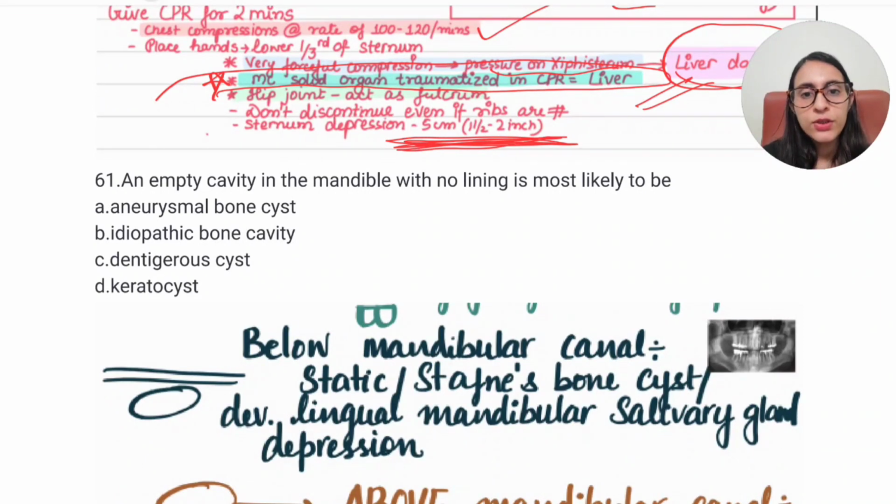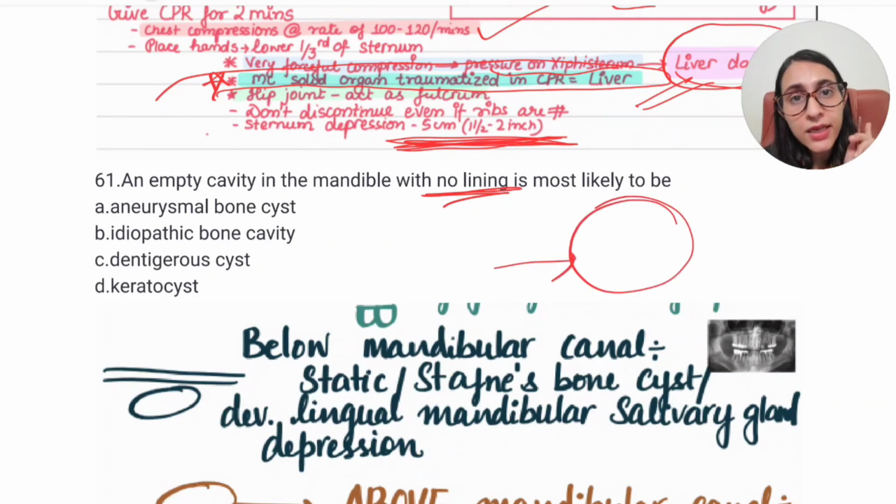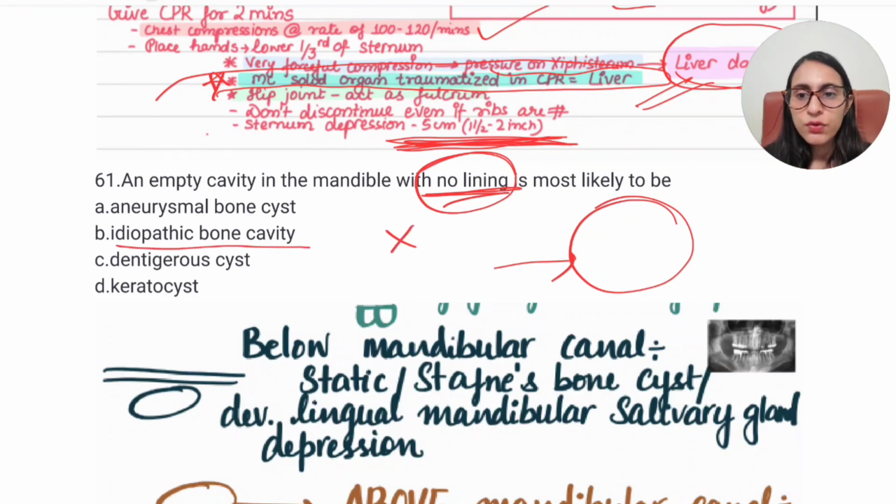An empty cavity in the mandible with no lining. With no lining means there is no true cyst. What is the definition of the cyst? There should be an epithelial lining that lines the cyst. No lining means we are talking about a pseudocyst here, which is most likely. What is the answer? It is the idiopathic bone cyst. This is not actually a cyst.